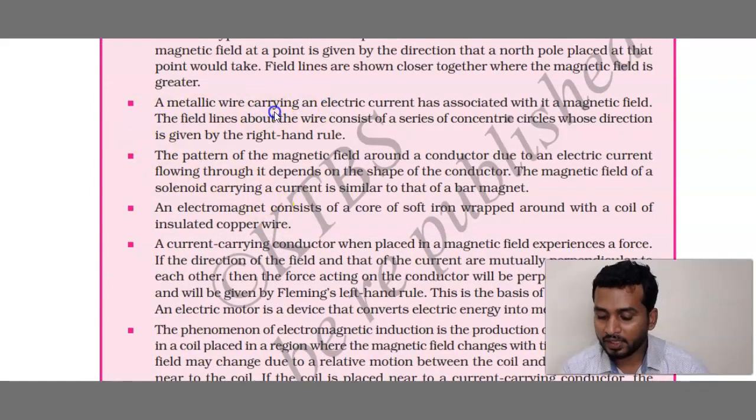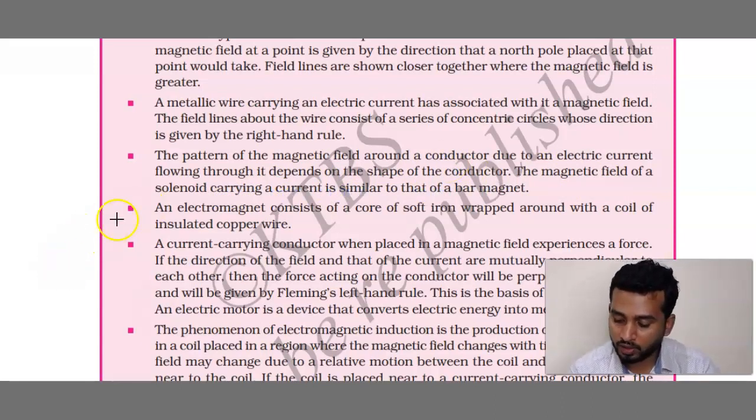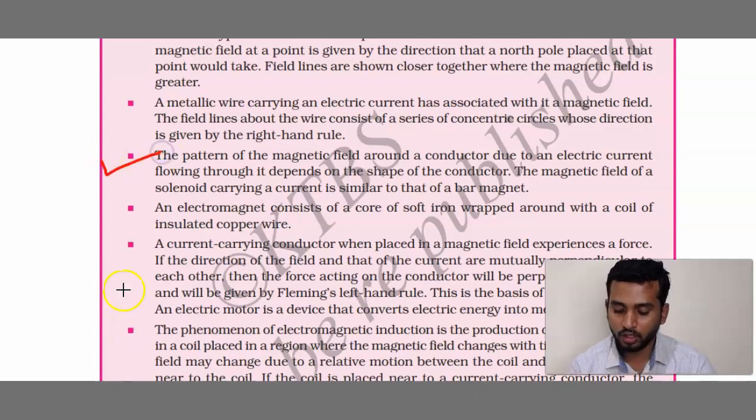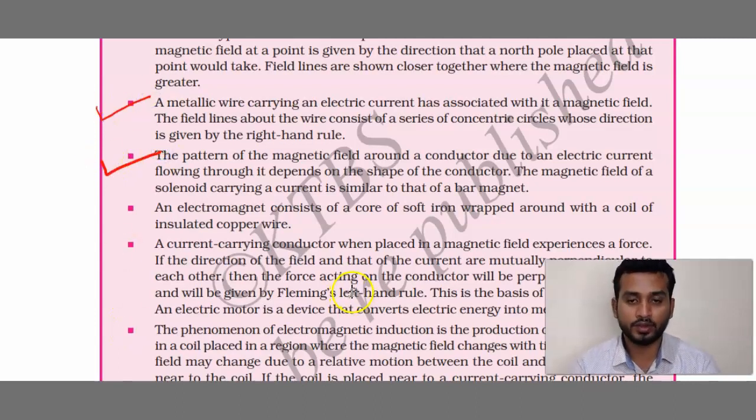A metallic wire carrying an electric current has an associated magnetic field. The field lines about the wire consist of a series of concentric circles whose direction is given by the right hand rule. The pattern of the magnetic field around a conductor due to an electric current flowing through it depends on the shape of the conductor. The magnetic field of a solenoid carrying a current is similar to that of a bar magnet. This point is very important. Even this point, these 2 points are very important.